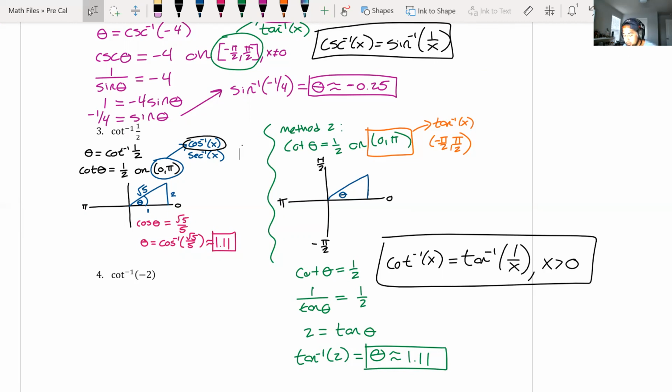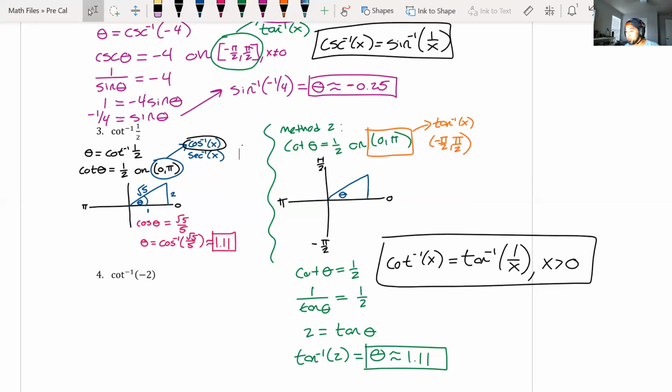Either choose one method, but method 2 is way easier because remember that we chose the first quadrant because cotangent and tangent are both what in the first quadrant? Positive. So that's why we chose that. And it was the same explanation as the first method. We chose the first quadrant because cotangent and cosine are both positive in the first quadrant.